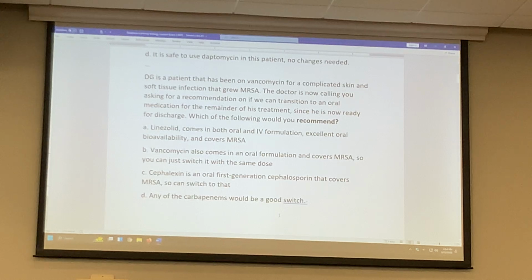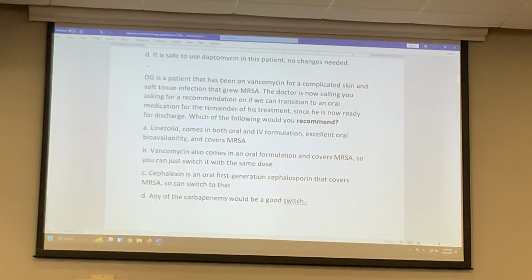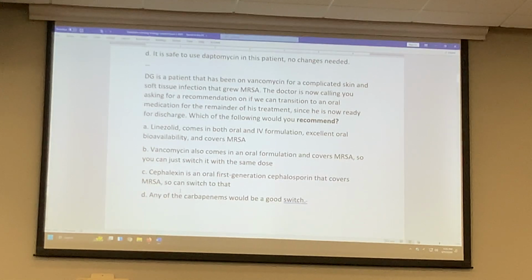So what is correct here? Let's start with D. Is D correct? Why not? They don't treat MRSA. Right, none of the carbapenems. Okay, what about C, Keflex? Does it treat MRSA? No. So we have two excluded.